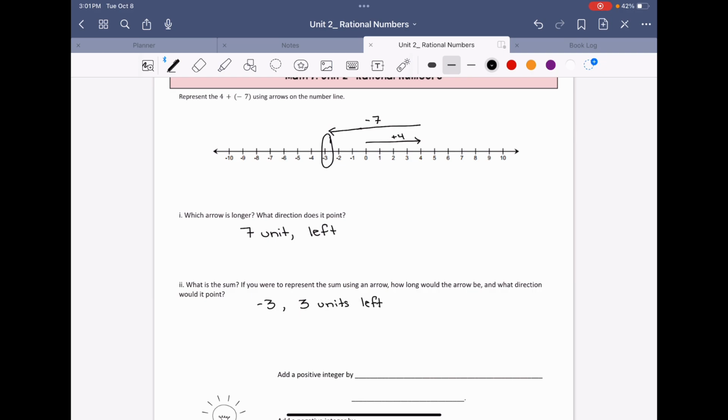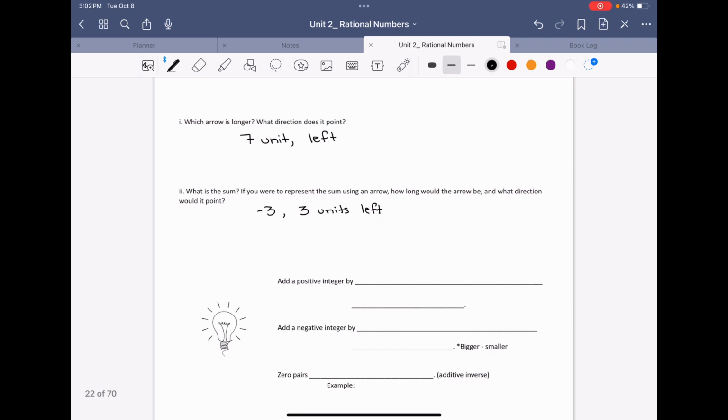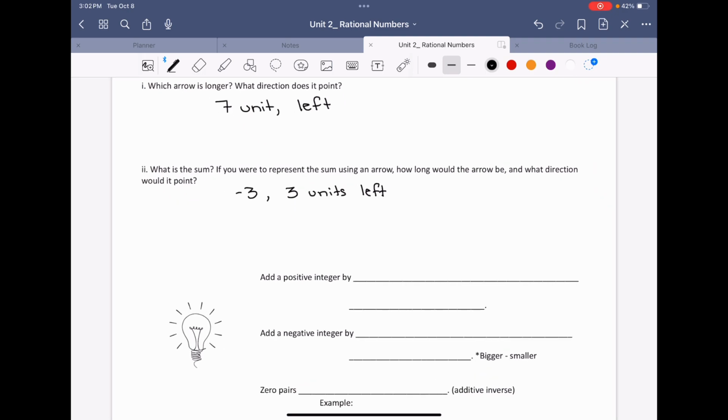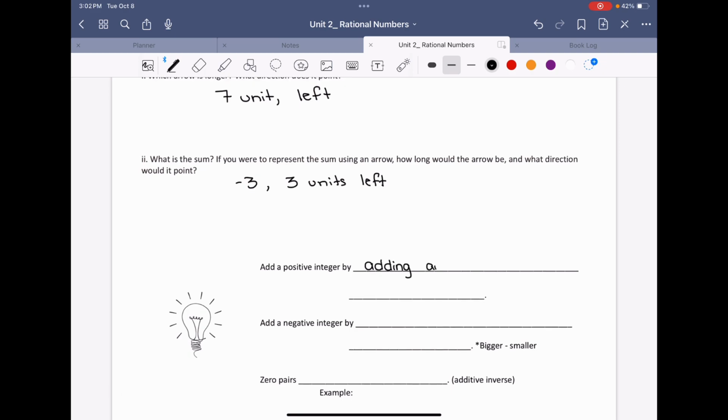So when we talk about adding positive integers, our rules take us to this little summary. Add a positive integer by adding the numbers and keeping the bigger sign. Or I guess the bigger number's sign.